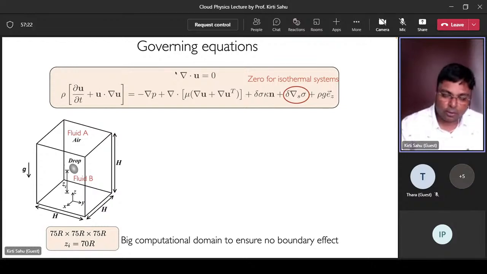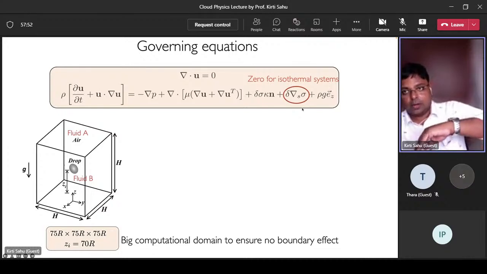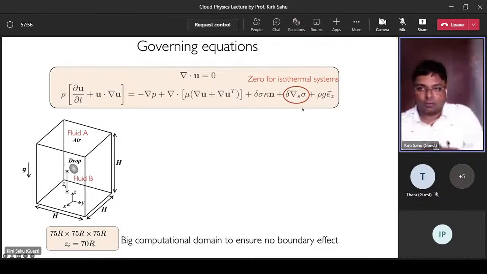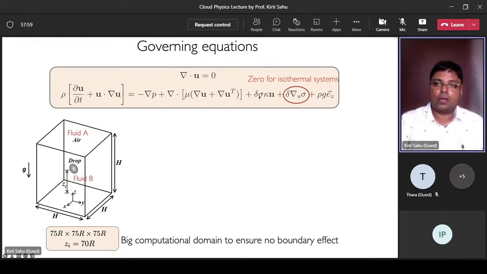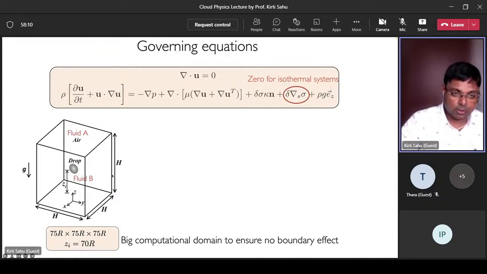Now, in order to study a falling raindrop, if one has to do a numerical simulation, the governing equations are the continuity equation and the Navier-Stokes equation. In the Navier-Stokes equation, this term is essentially the inertial term. This is a pressure gradient. This is the viscous term. These two terms are associated with the surface tension, and the last term is essentially due to the body force. Now, this term will only come into the picture when one has the interfacial gradient along the interface. This is essentially the normal component of the surface tension force, which will be there all the time. So in order to study a raindrop, one has to consider a very big computational domain because otherwise there will be boundary effects which will affect the dynamics.